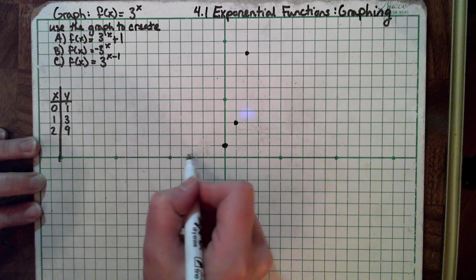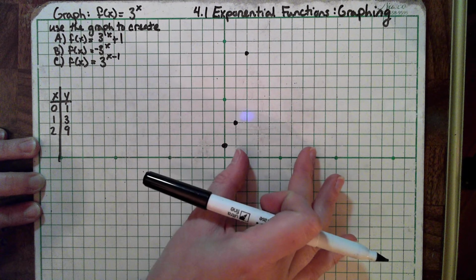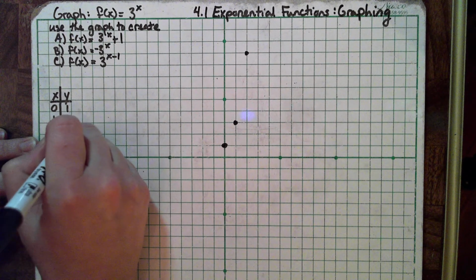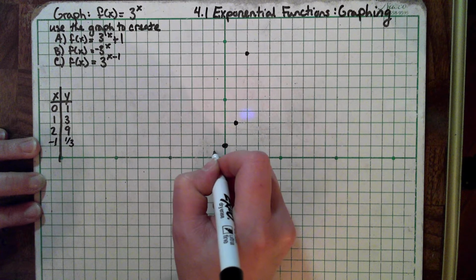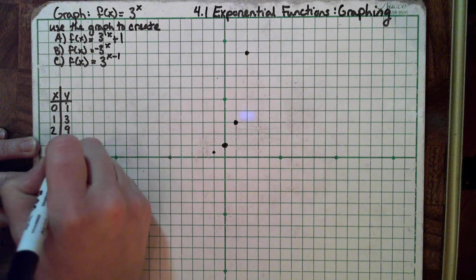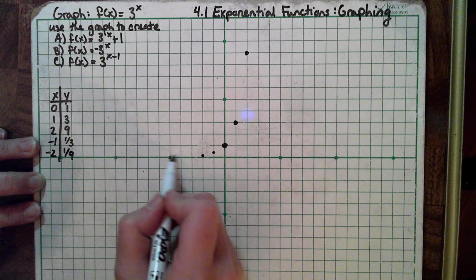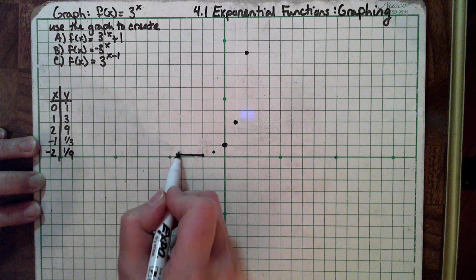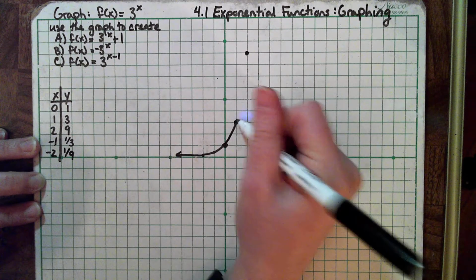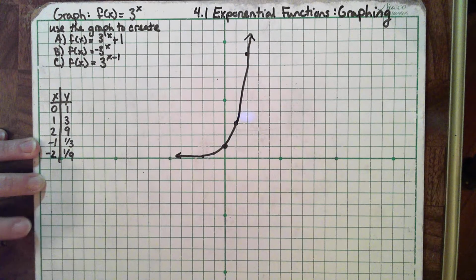But I need to try some negative values as well. Always try some negative values, a 0, and then some positive values. So I can do -1. 3 to the -1 is actually 1/3, which is a little less than 1/2, like that. It's like 0.3. I can do -2, which is 1/9, which is like 0.1. And it's going to keep going this way. It's never actually going to touch my x-axis. The x-axis is a horizontal asymptote for my graph. So that is my 3 to the x function.